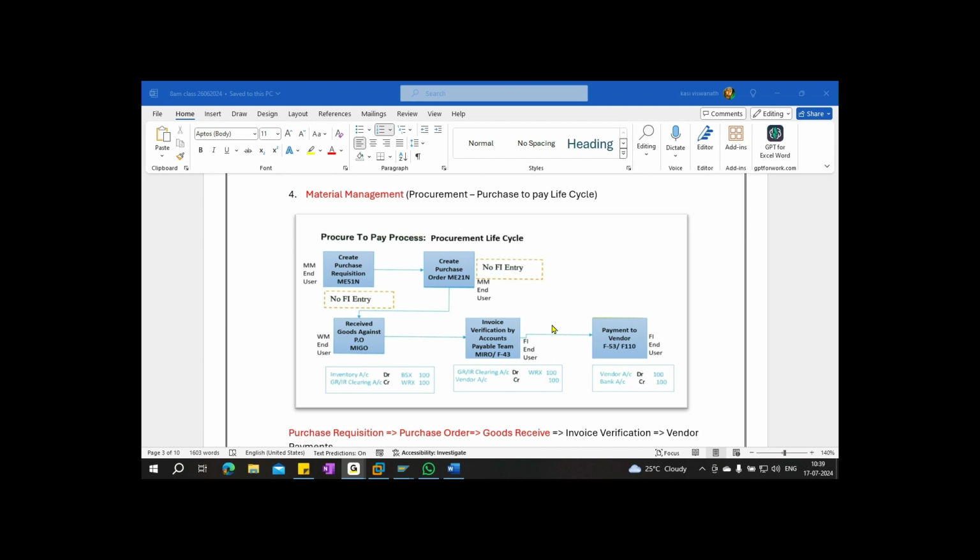Purchase requisition, purchase order, goods receipt, invoice verification, and vendor payment.